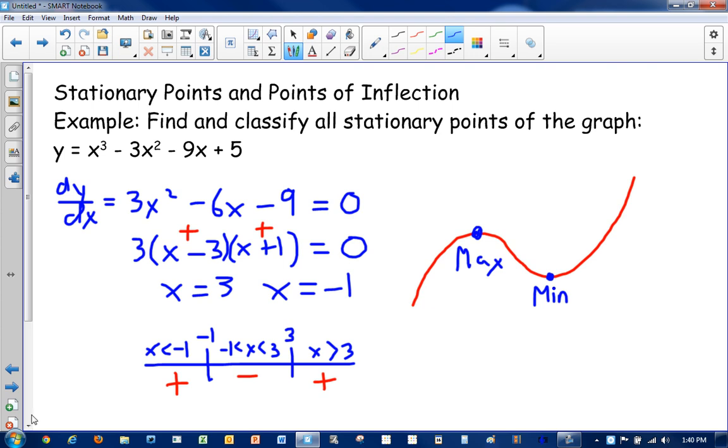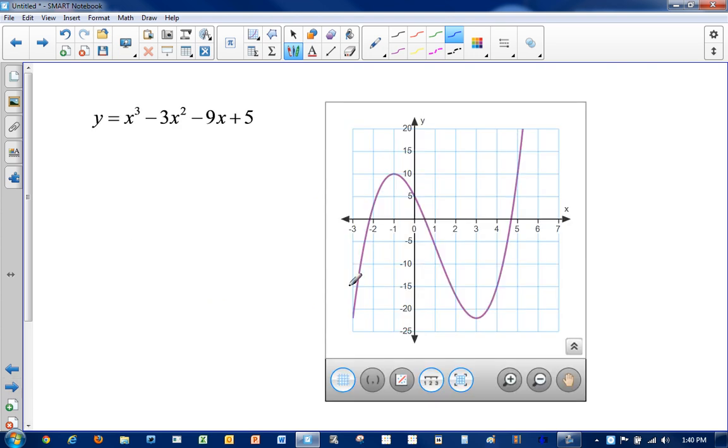And if you want to see what the real graph looks like, there's the real graph. And sure enough, there's my maximum at negative 1, and there's my minimum at 3. You can calculate the y values if you want to by plugging these x coordinates into the original function to get your y coordinates. So that is maxes, mins, and points of inflection. If you have any questions, email me, and we'll work on this more tomorrow.